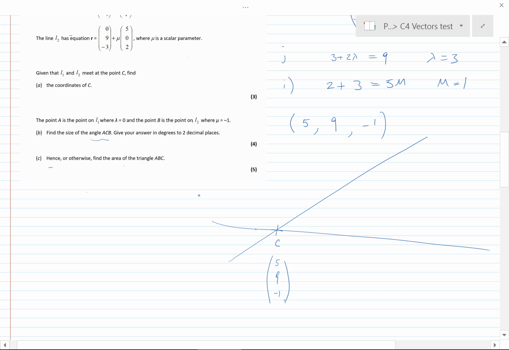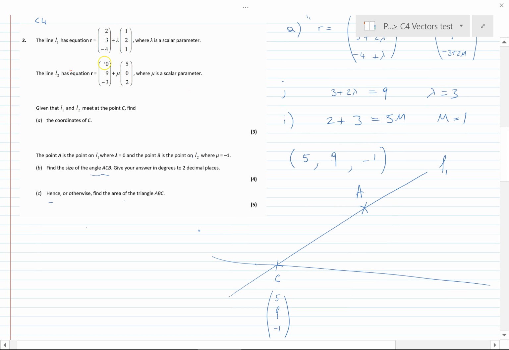And then point A lies on line L1. Let's call this line L1. Point A. Now if I put lambda equals 0 in here, I get A. OA is 2, 3, minus 4. That's OA, and that corresponds to a value of lambda which is 0. Remember the value of lambda here was 3.